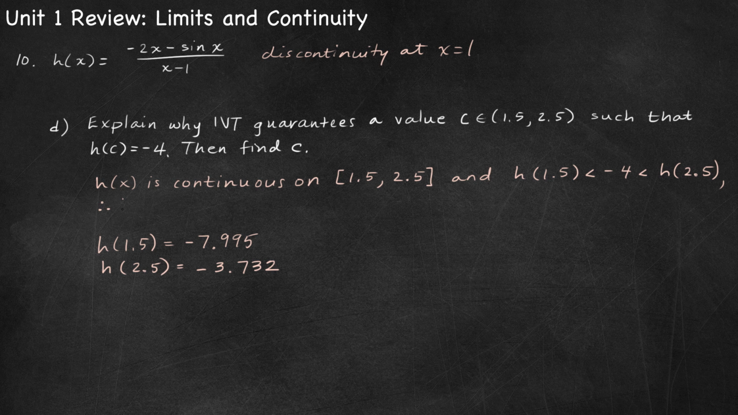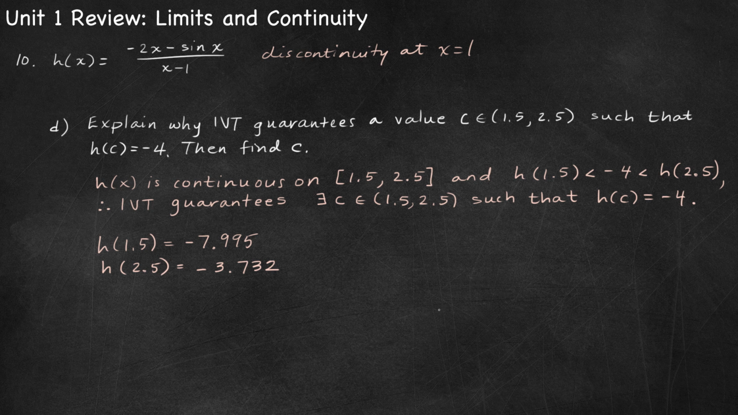Therefore, the IVT, the intermediate value theorem, guarantees that there exists a value c on the open interval from 1.5 to 2.5 such that h of c equals negative 4.